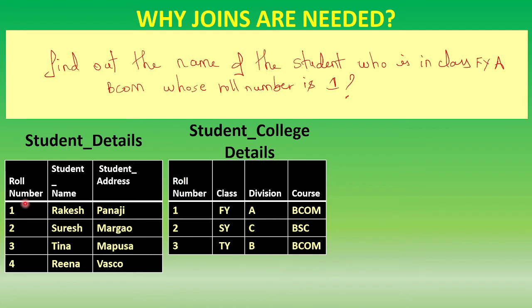For that I need this table also to find out the student name, because the question is to find out the name of the student. The names of the students are there in the student details table, and all other details about the student, that he is in FYA class of BCom and his roll number is 1, are there in the student college details table. So in this case I have to use the join. Join means to combine something. So why is this join used in DBMS? To combine the tables, 2 or more tables.